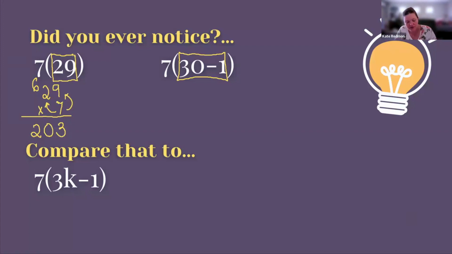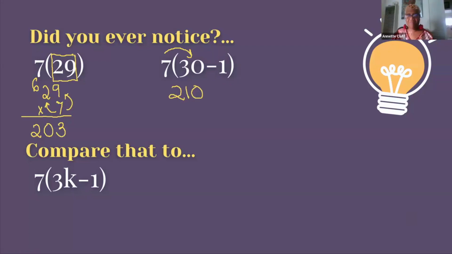Take a look. 7 30s, or 7 times 30, would be 21 10s, or 210. But then from that, I could just take away the 7 ones. That would be a much easier way to do this problem if I wanted to do it mentally. 209, 8, 7, 6, 5, 4, 3, 203.